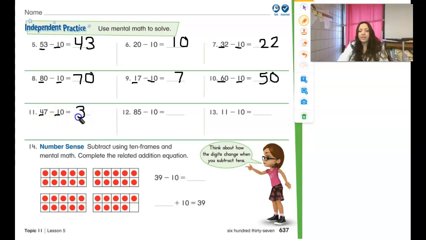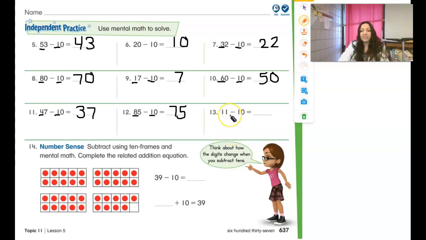3. Very good. And then I had 7, and I took away 0 from it, so that 7 stayed the same. So 47 take away 10 is 37. Okay, I had 8 10s, and I took away 1 10 from it. So what's 8 take away 1? 7. Very good. And then remember, my 5 1s stayed the same because I didn't take anything from it. So 85 take away 10 is 75.